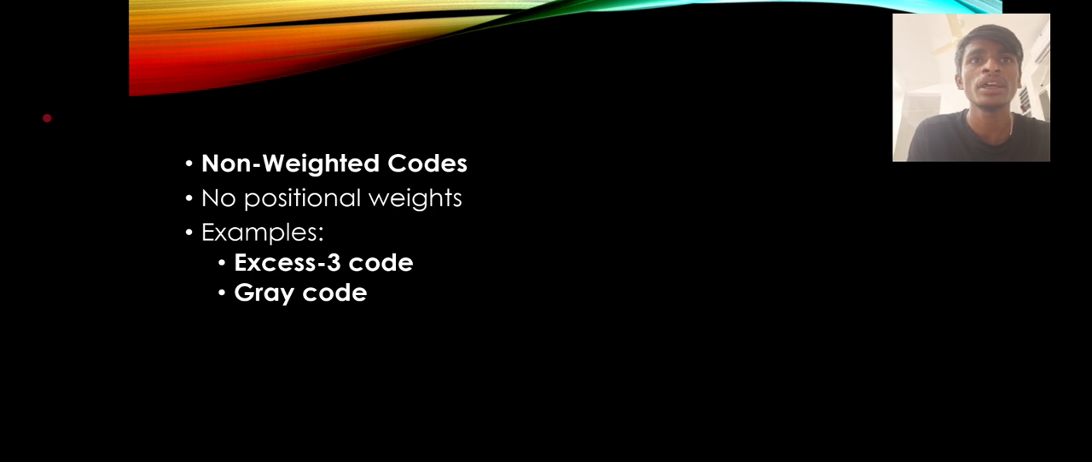XS3 code encodes decimal digits by adding 3 and then converting to binary. Gray code is a cyclic code where successive numbers differ by only 1 bit to minimize errors in digital communications. Non-weighted codes are used to reduce error propagation and simplify specific types of computation and error detection.